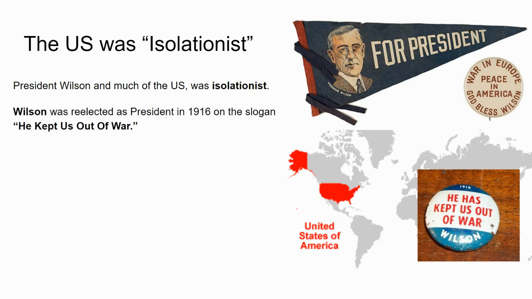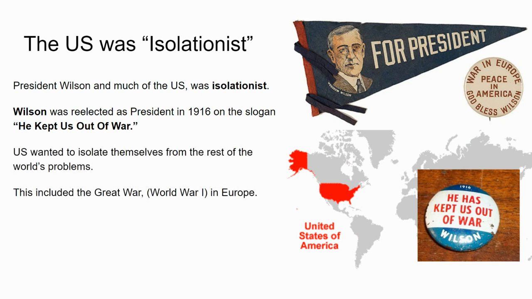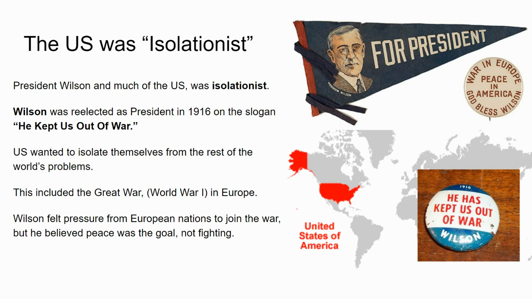The US was isolationist, though. What that meant was they did not want to deal with Europe's problems. So President Wilson was re-elected in 1916 on the slogan, "He kept us out of the war." And the US wanted to isolate themselves from the rest of the world's problems, including World War I. But Wilson felt pressure from European nations to join the war, but he believed peace was the goal, not fighting.